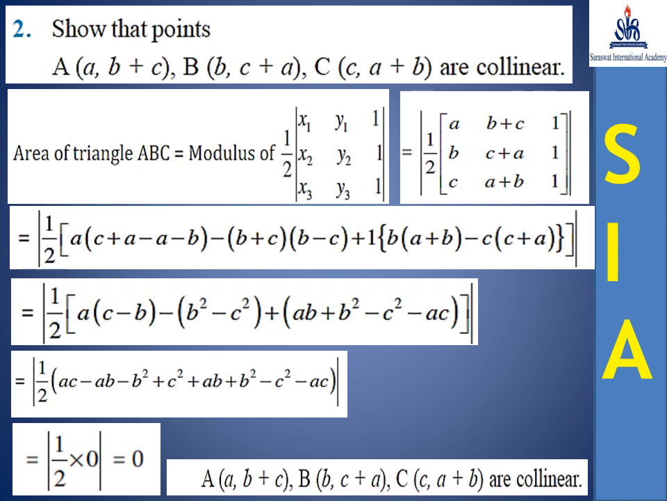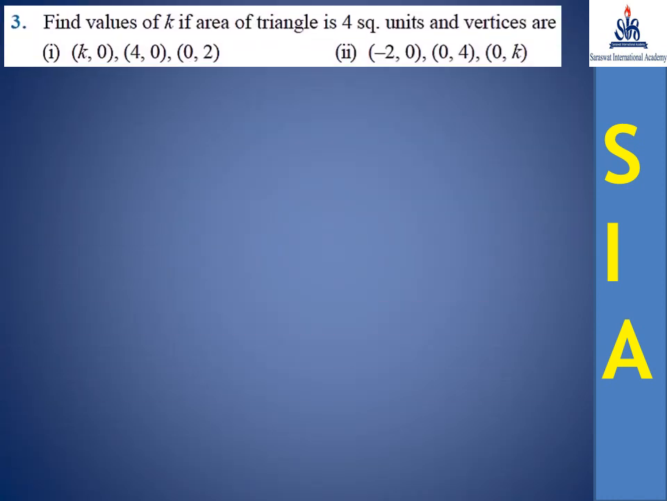Yes students, one more time repeat: this is an important question, a board level question. Now, next, continue. Question number 3: find the k if the area is 4 square units. Now this time the area is given and the missing letter k is asked.